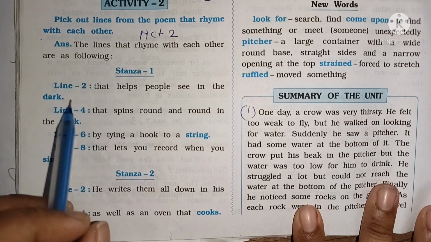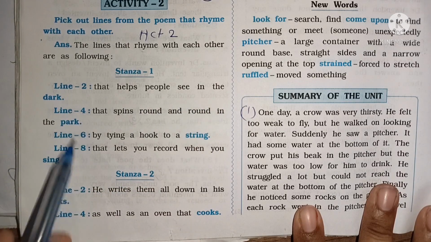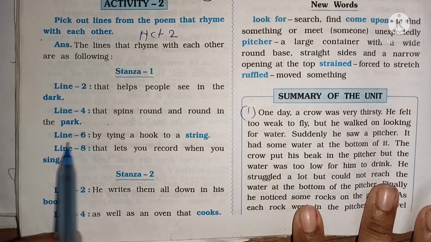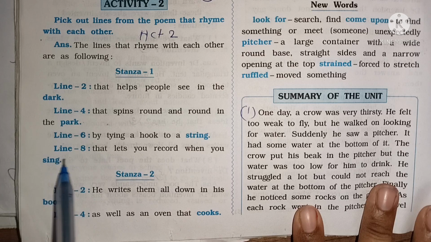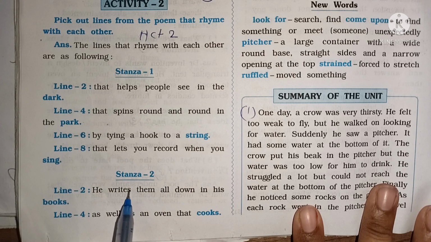as following. Stanza 1, line 2, that helps people see in the dark. Line 4, that spins round and round in the park. Line 6, by tying a hook to a string. Line 8, that lets you record when you sing.